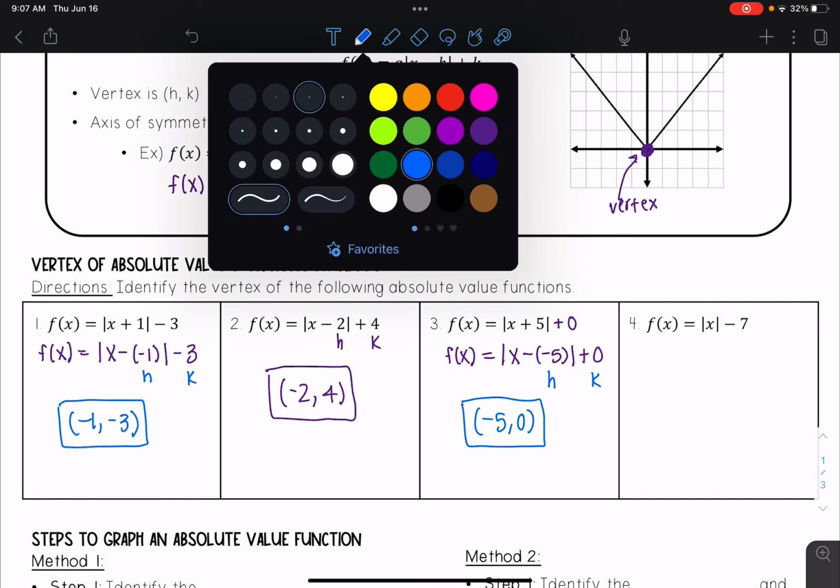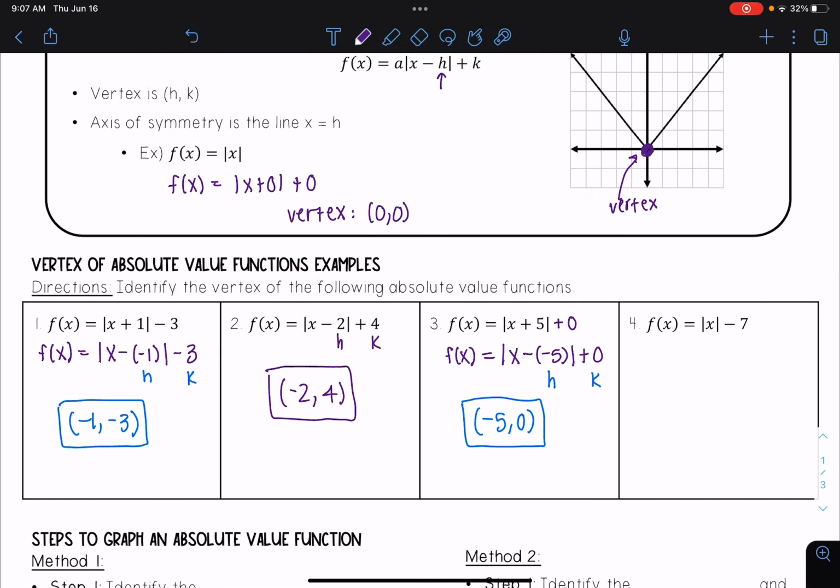Okay, and then looking at this last one, I again want to rewrite it so it looks like my vertex form. Here I only have the absolute value of x in there, so I can rewrite this to be x minus 0, minus 7. So that means that my h is 0, my k is negative 7, so I get that my vertex is (0, -7).